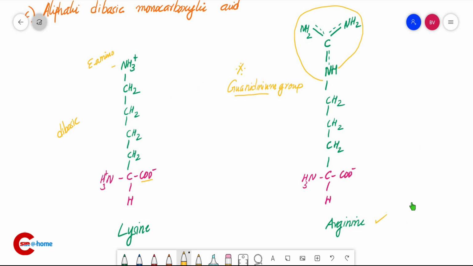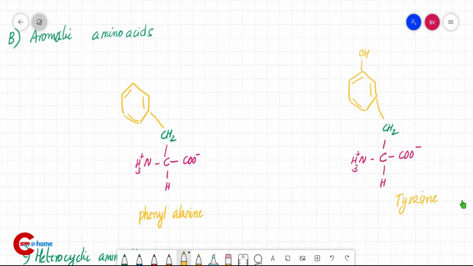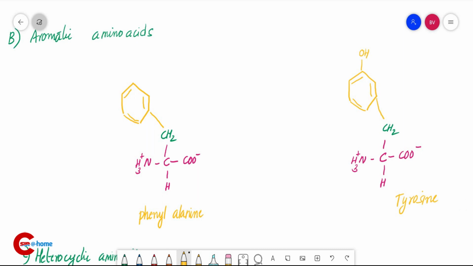Next we can study aromatic amino acids. Which are they? Phenylalanine is an example of aromatic amino acid. Then tyrosine, and also tryptophan are examples of aromatic amino acids. Here you can see this is the base structure, and this is benzene group. Phenylalanine contains benzene group. That's why it's an aromatic amino acid.